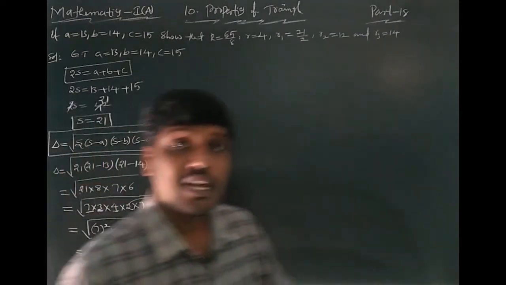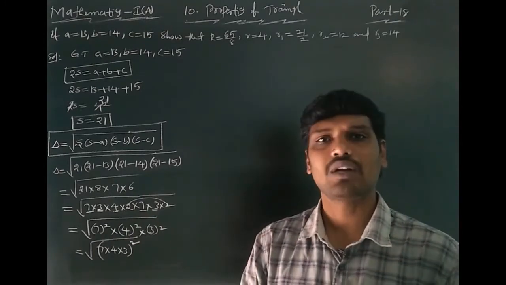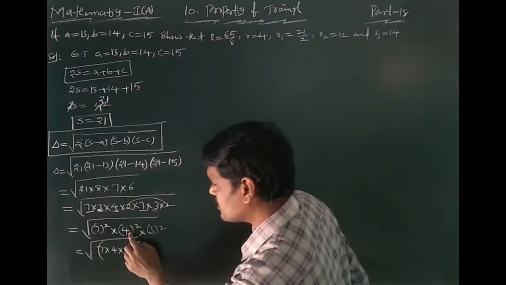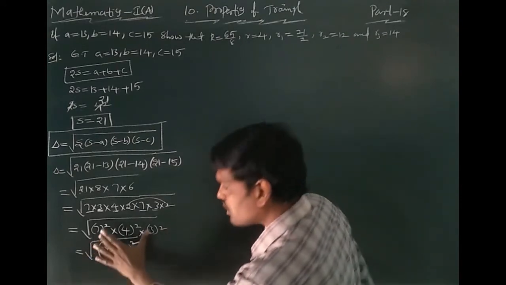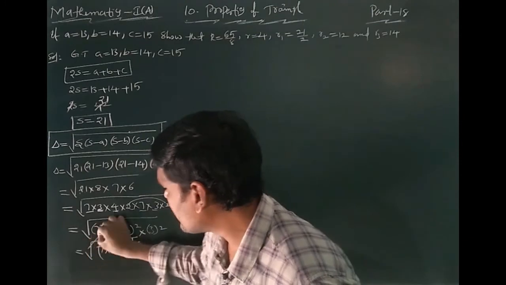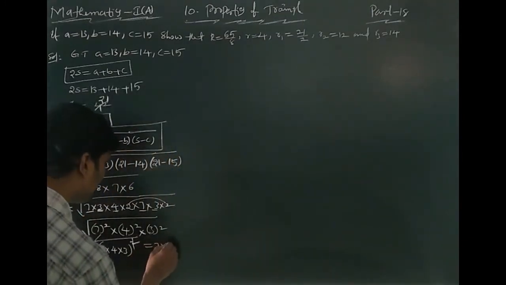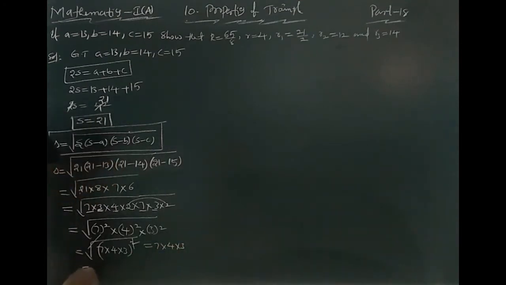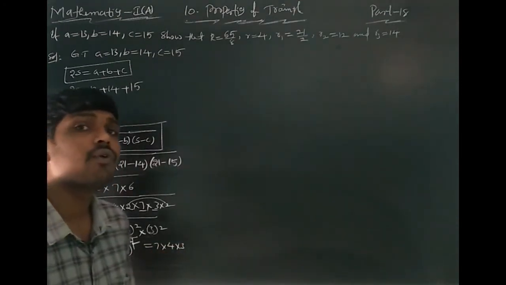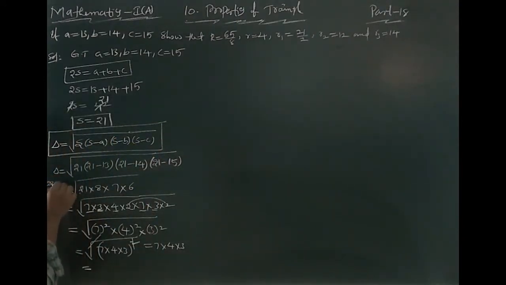Understood or not, students? In this way you can easily do this problem and get the total answer. The square and the square root cancel. Remaining is 7 into 4 into 3. 7 fours are 28, 28 threes are 84. You get the delta value as 84.